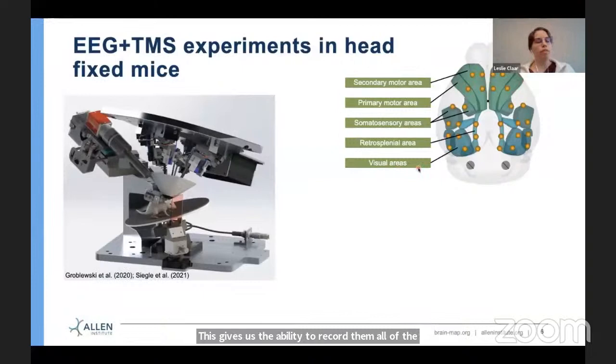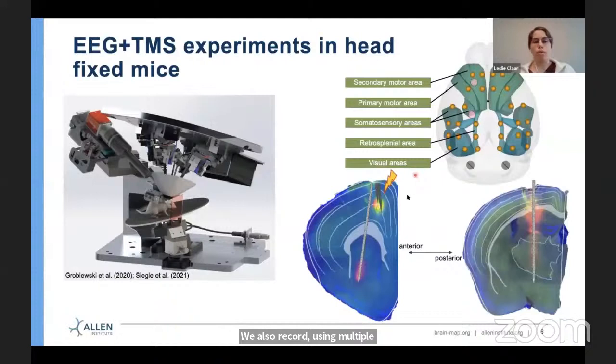We also record using multiple NeuroPixels probes. Here we show two coronal views of the brain, demonstrating that we record from motor cortex, somatosensory cortex, and motor-related thalamic nuclei.